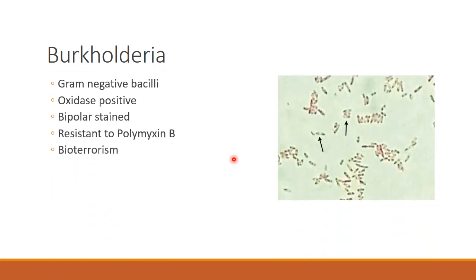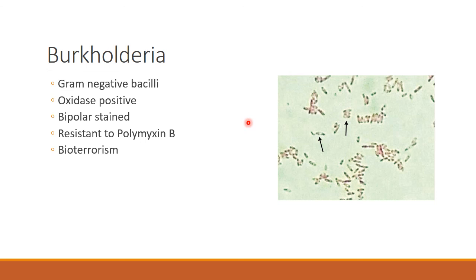Now we are going to talk about Burkholderia. Burkholderia is a gram-negative bacilli and oxidase positive, like Pseudomonas. So now you may have a question, how can we differentiate Burkholderia from Pseudomonas. With the help of bipolar stained gram-negative bacilli. You can see there is a bipolar stain, or we can also call it a safety pin like appearance. It is resistant to polymyxin B.